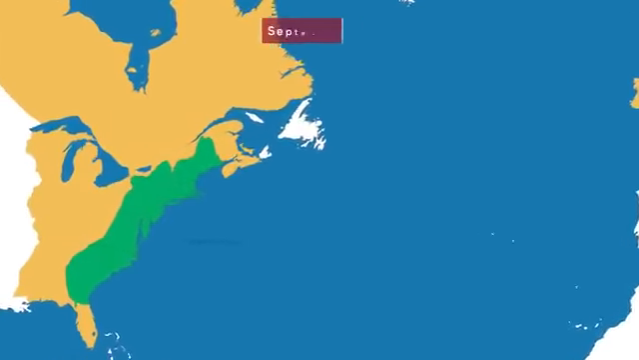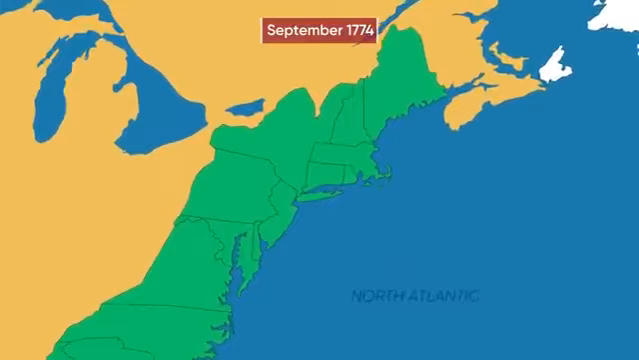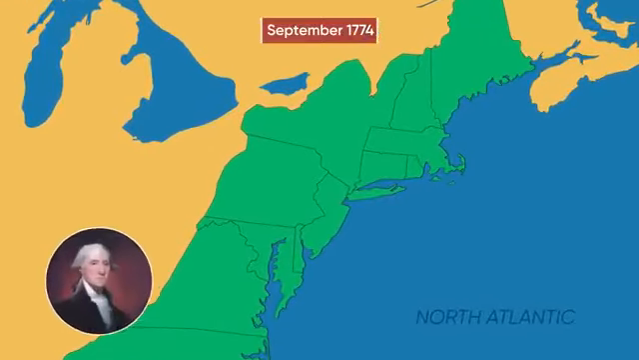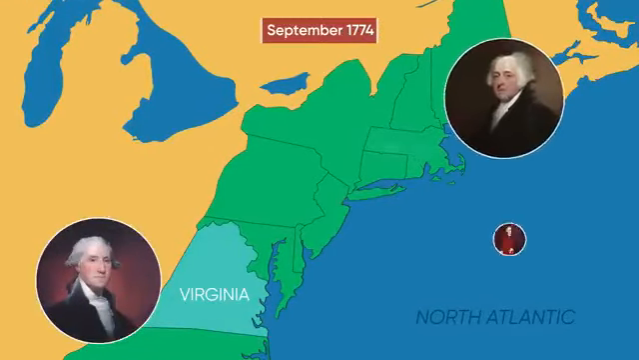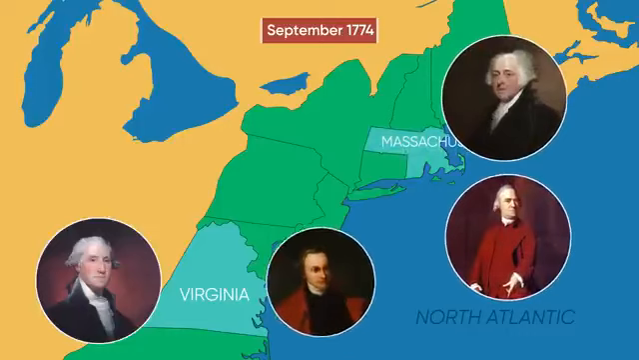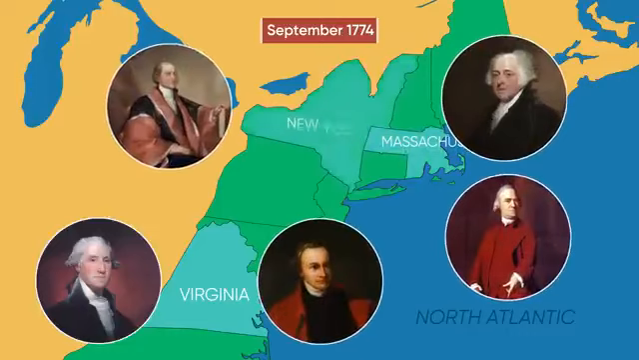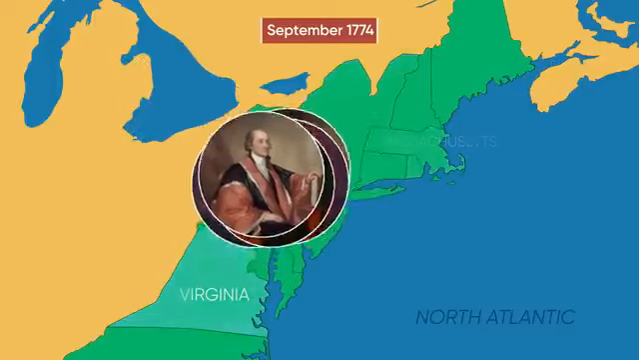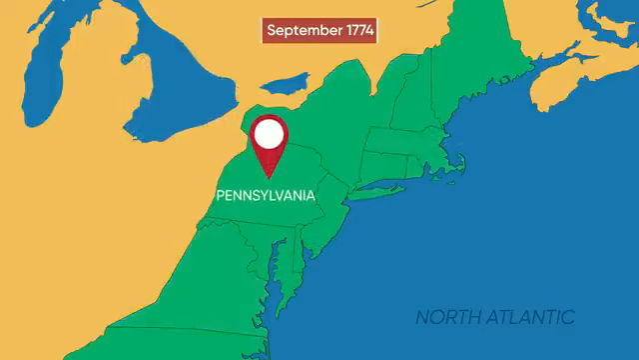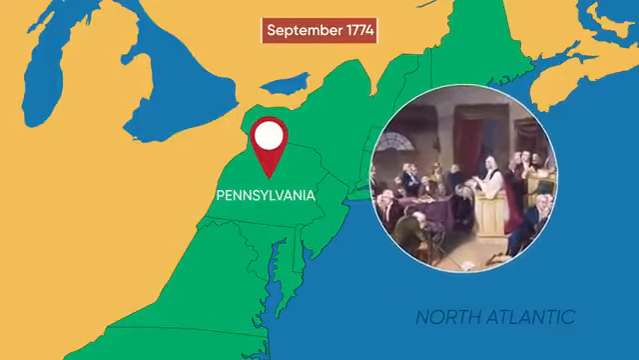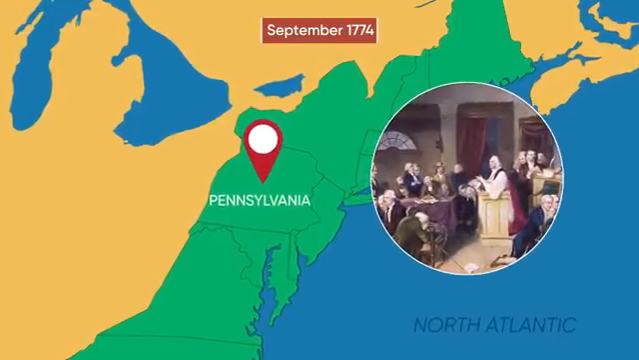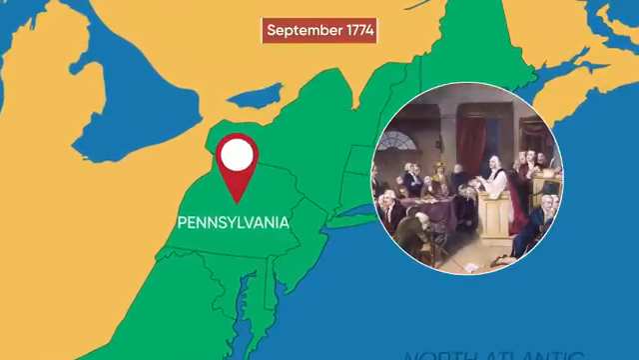In response to this, in September 1774, many colonial leaders, including George Washington of Virginia, John and Samuel Adams of Massachusetts, Patrick Henry of Virginia, and John Jay of New York, gathered in Philadelphia to discuss the colonies' opposition to British rule. But the First Continental Congress's attempt to demand independence from Britain did not go so far.